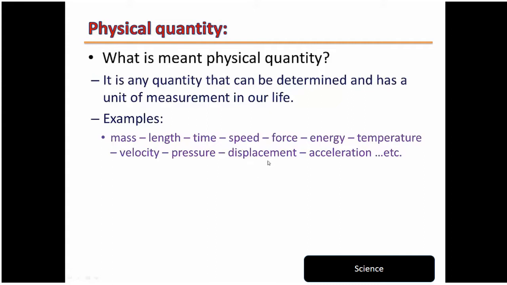Displacement has the same unit as distance, meter or kilometer. Acceleration, its measuring unit is meter per second squared or kilometer per hour squared. All of these quantities are called physical quantities because they can be measured and they have a unit of measurement.